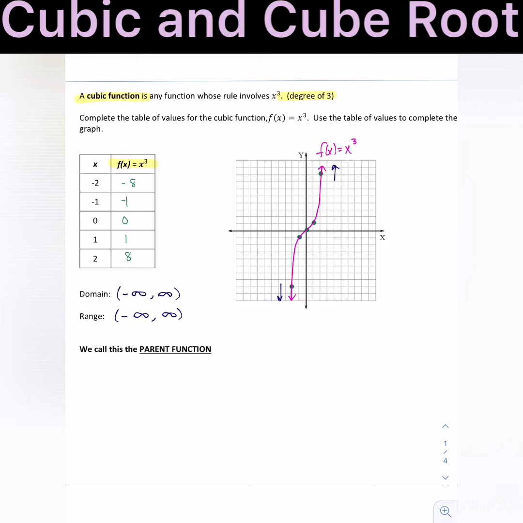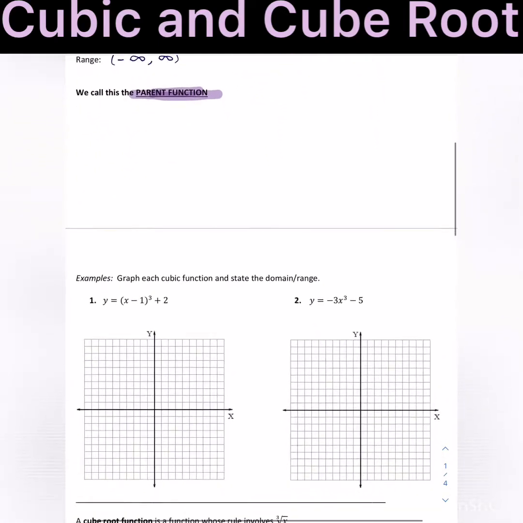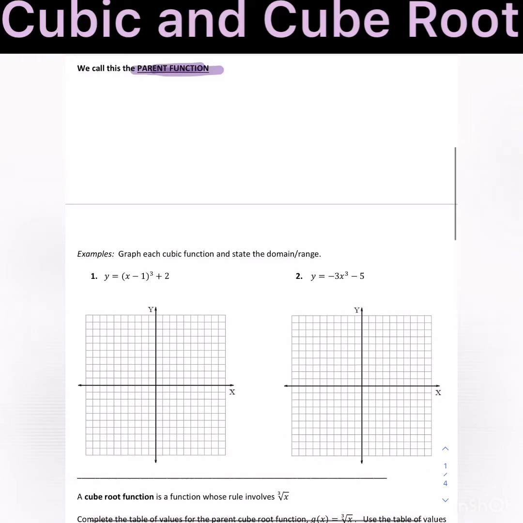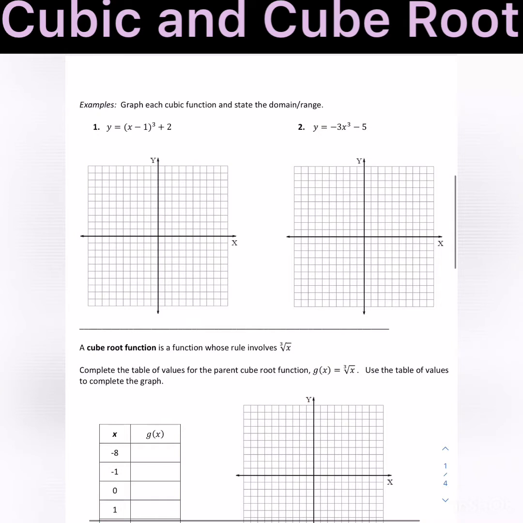All right, again, just like before, we call this the parent function. The parent function is the simplest version of what a cubic function can look like. So what we're going to do next is go to the next page. We're going to graph 2 cubic functions that are not the parent function, but they should have a very similar shape to them. They should have that kind of snake shape to them.